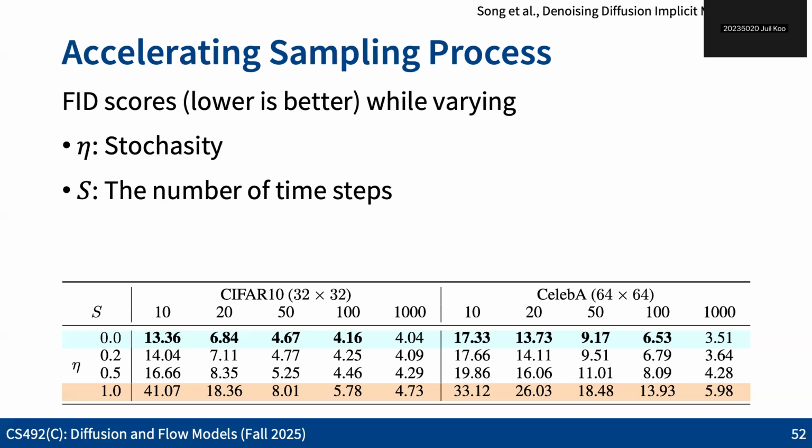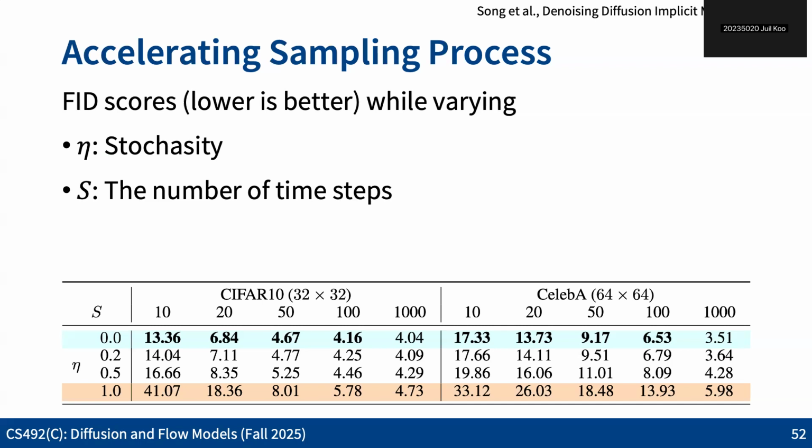Which shows that even when you reduce the time steps in the deterministic case, we can achieve good results. You can compare this and this. Here in the DDPM, you needed to run 1,000 time steps to achieve an FID of 4.7. Now for the DDIM, the deterministic case, with only 50 time steps, you can already get 4.6.